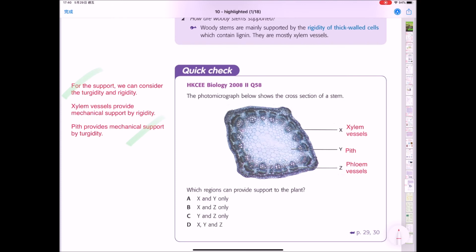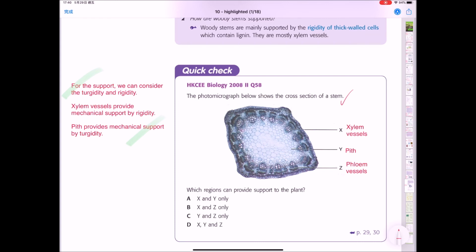So question number 3 is talking about the support of the plant, and now we have the cross section of a stem. Okay, let's take a look. How can the stem support the plant? In this part we have the tissues X, Y, Z, and just like before we do the labeling first. X is the xylem vessels, Z is the phloem vessels, and Y is the pith.